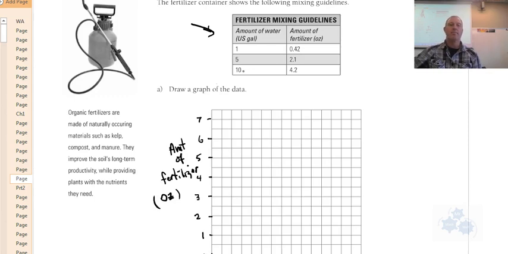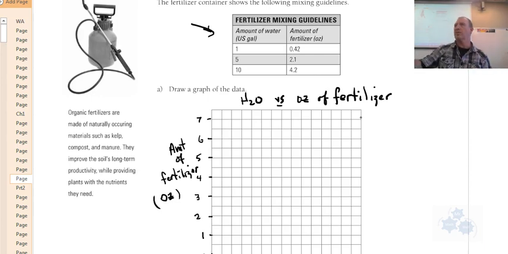Or you could say amount of water versus amount of fertilizer, or H2O. And versus is something that you can do on a graph usually, versus ounces of fertilizer. Something like that, just to kind of learn to spell. Okay, so kind of give it a little bit of a title would be a good idea too.